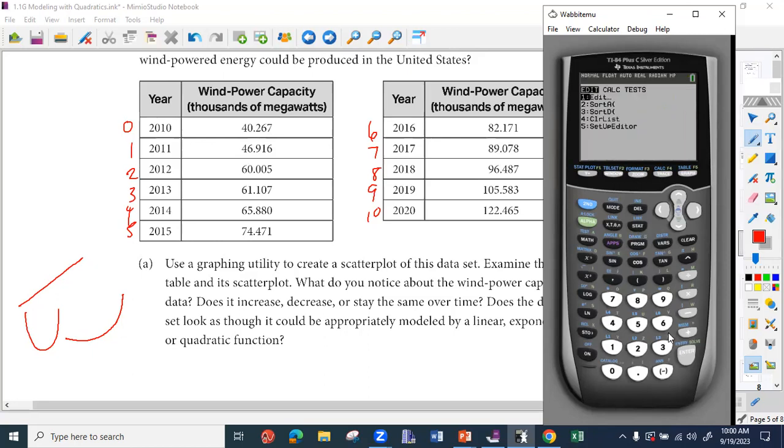So we went stat, edit, then y equals, turned on our plot, zoom, 9 points. Now, analyze this. What do you think I have here? A linear, or an exponential? Does it feel quadratic? No, it does not feel like a quadratic. It could be half of a quadratic. You never know. It could be the one-sided, right?